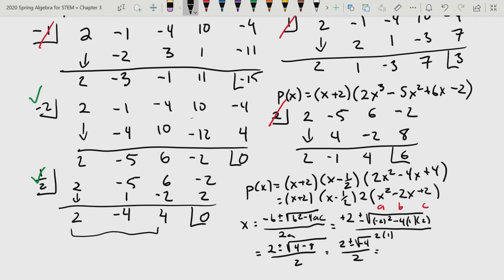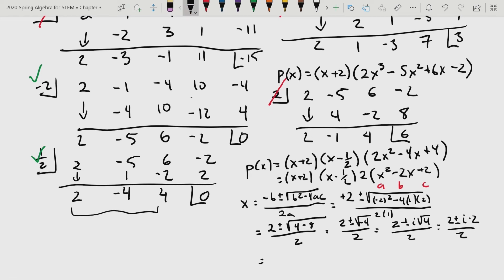The fundamental theorem of algebra applies over complex numbers, so that means I do have to worry about complex roots. In this case, we have the square root of -4. Square root of -4 is i times the square root of 4, which is 2 plus or minus i times 2 over 2. That's the same as 2 over 2 plus or minus 2i over 2. The 2's will cancel here, and I'll get 1. The 2's will cancel here. I'll get plus or minus i. So now I know the zeros are -2, +1/2, 1 plus i, and 1 minus i. So I have found all the zeros of polynomial p of x.